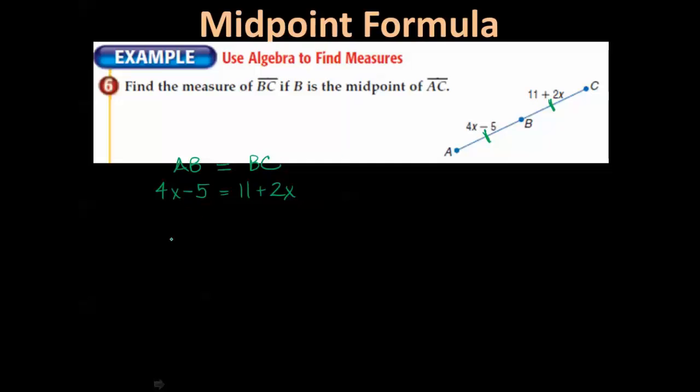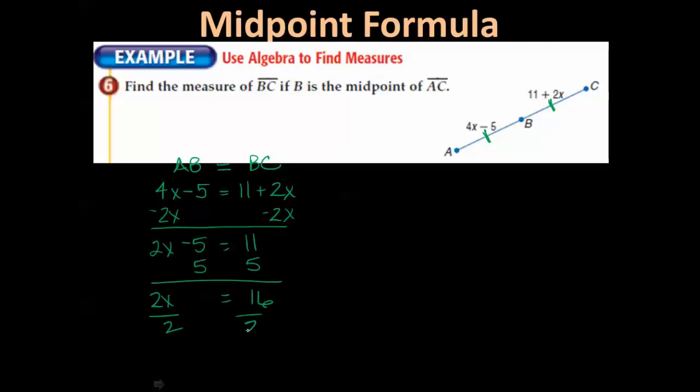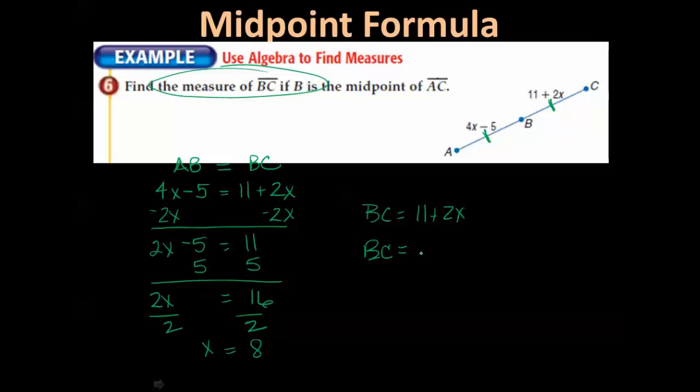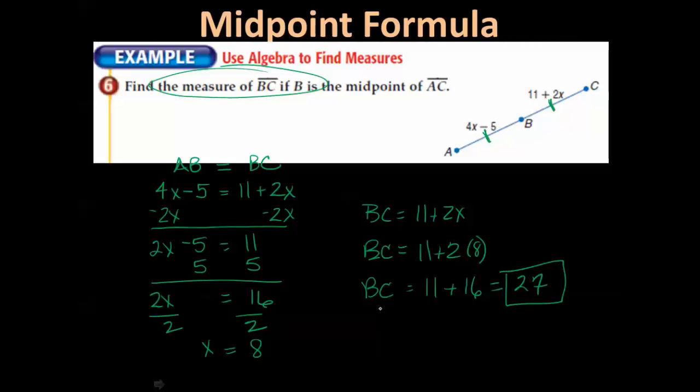So then I substituted the expressions in for the segments. So now I want to keep my variables positive, so I'm going to subtract 2x from both sides. I get -5. 2x minus 5 equals 11. I add 5 to both sides. I get 2x equals 16. Divide both sides by 2. I get x equals 8. But it asks me find the measure of BC. Well, BC equals 11 plus 2x. So I plug in 8 for x. So I get 11 plus 16, and that's going to give me 27. And that's the length of BC.